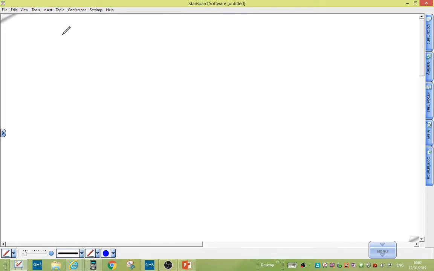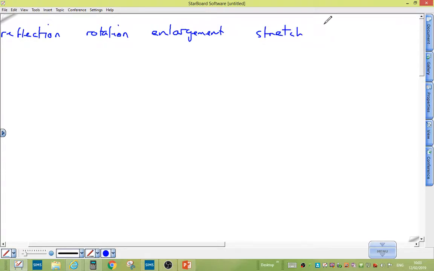Okay, we're going to look at or summarise everything in this lesson that you need to be aware of with linear transformations. The first things we've looked at is a reflection. Then there's a rotation. Then there's an enlargement. Then there's a stretch, and then there is something called a shear.